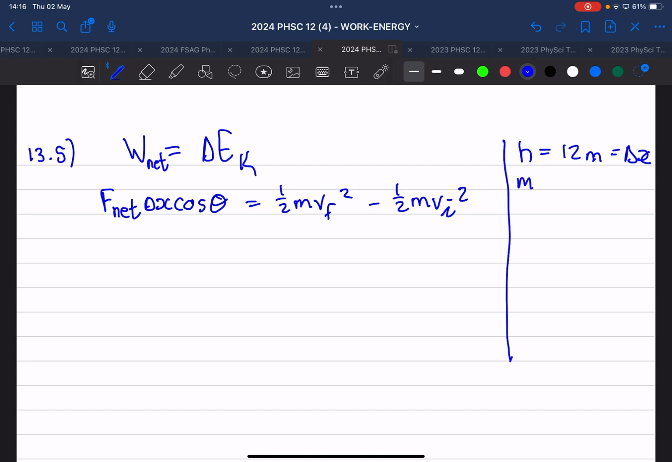Our mass is 75 kilograms. Our acceleration is 0.65 meters per second squared. Yes, and our initial velocity is 0, and what we want to calculate is our final velocity.